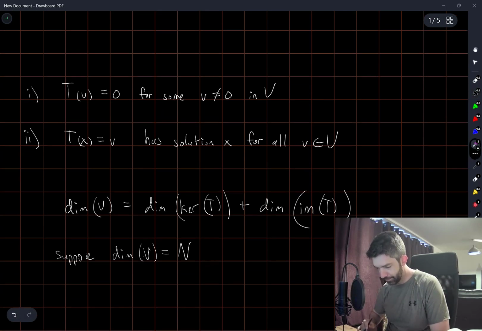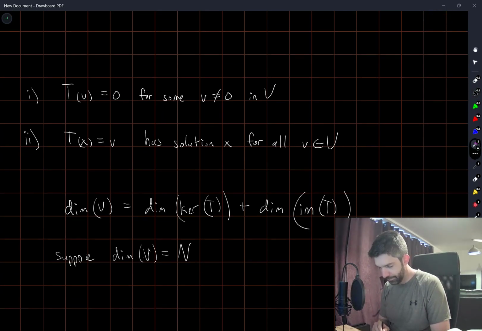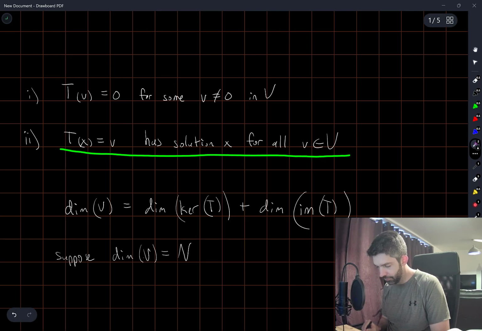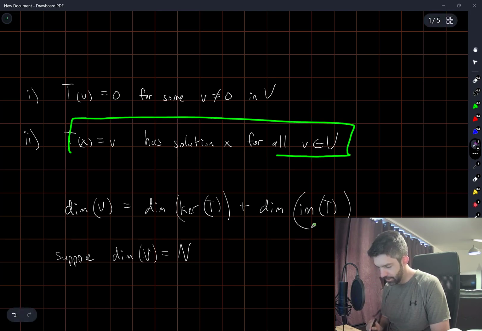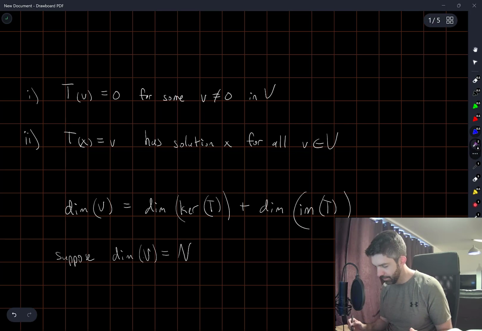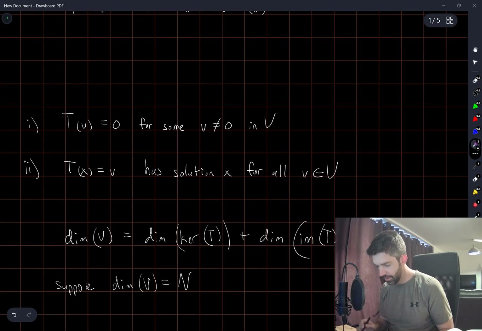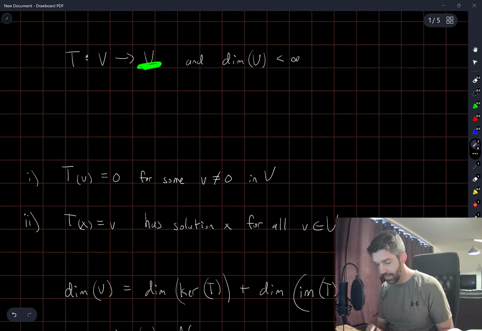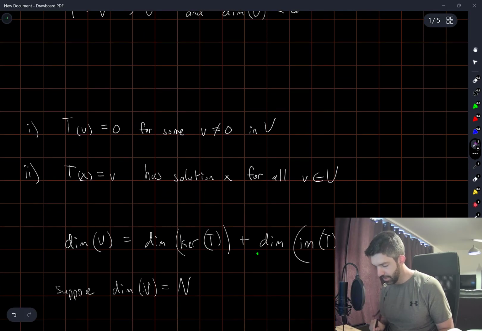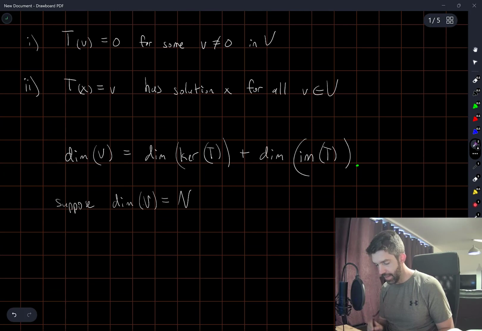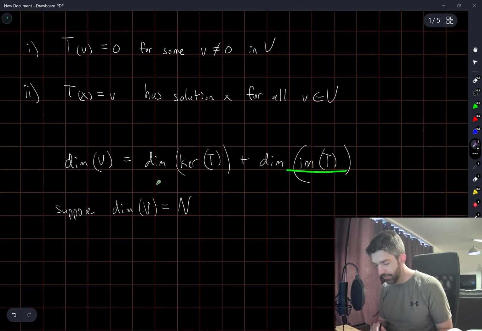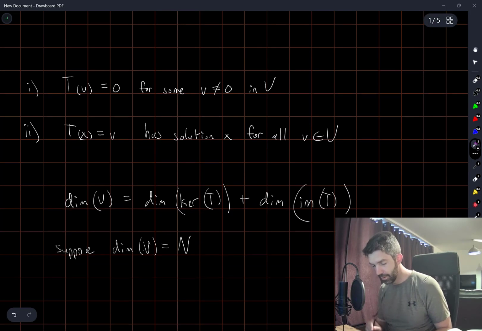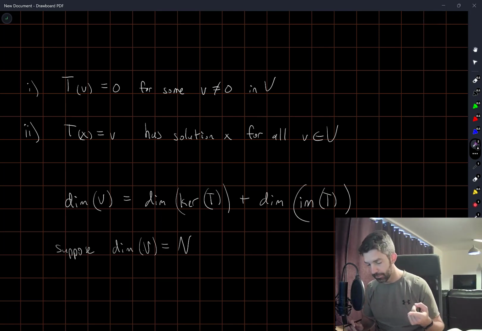Well, if this statement is true, so if this always has a solution, then the image of T is exactly V. And so the dimension of the image is n. And that says, when we look at this, it means that the dimension of the kernel has to be 0. And that contradicts this statement. So if statement 2 is true, then statement 1 is false.